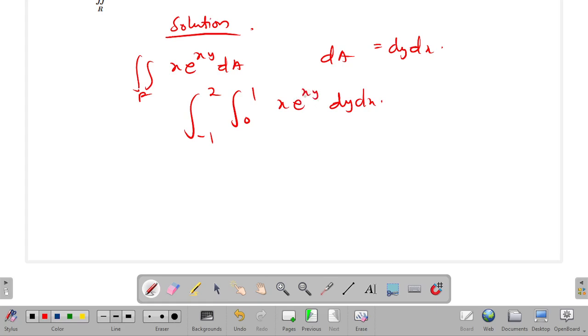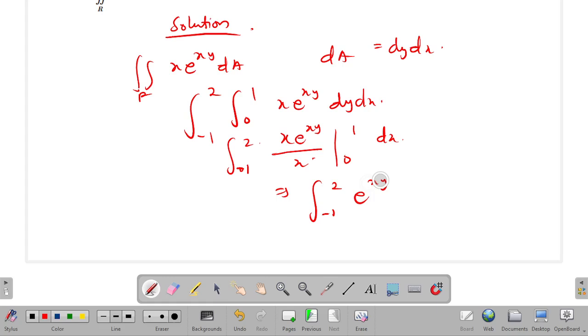So the substitution here will give the result to be, remember, whenever you have a power as exponent, the power comes and divides the whole thing, right? So when I differentiate my xy, I'll get x. So I'll end up getting x e to the power xy all over x. As simple as that, right? Then I'll have from 0 to 1, then my dx is outside. I have from negative 1 to 2 for the inner one. So I'll have from negative 1 to 2 e to the power xy, then from 0 to 1 dx.